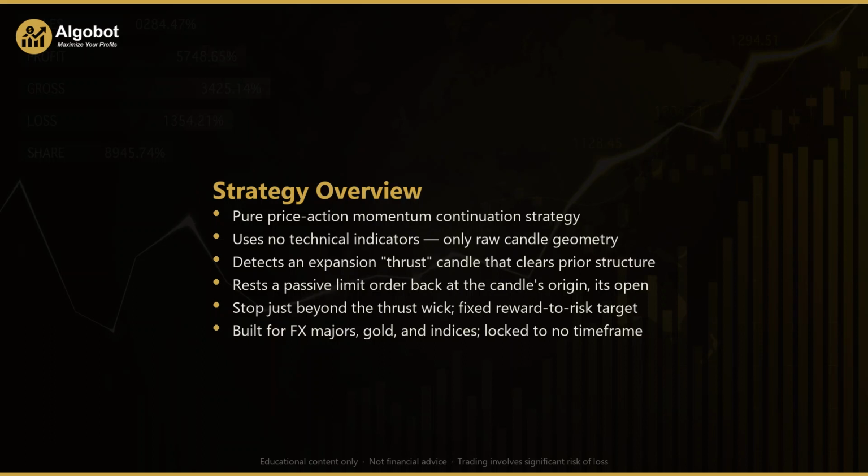When all of those conditions line up, the strategy interprets that candle as the footprint of a genuine shift in order flow. Rather than chasing that move at the close, where the reward to risk would be poor, the strategy marks the candle's origin. That is the price where the impulse began, which is simply the candle's open. It then rests a passive limit order back near that origin and waits for price to retrace. Markets frequently pull back toward the start of an impulse before continuing, and this approach is designed to study that tendency. This style suits traders who prefer patient, rule-based entries over chasing fast-moving price.